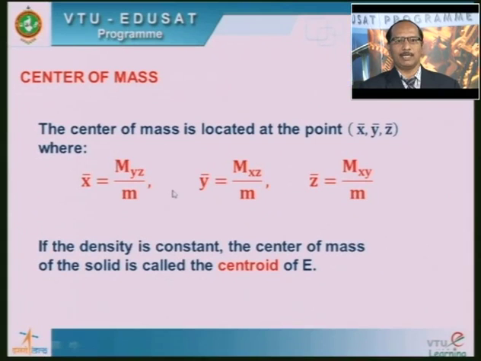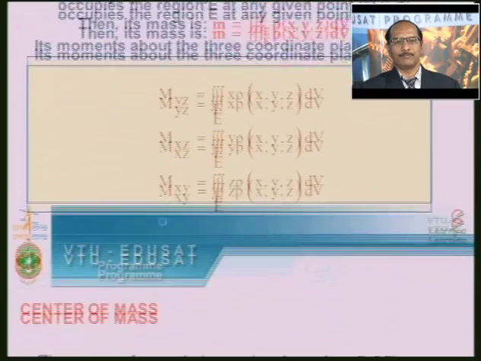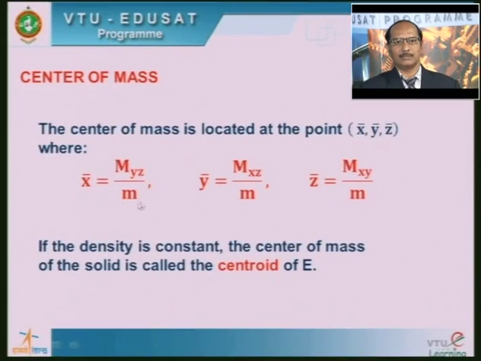Then what is the center of mass here? The center of mass is a point located at x bar, y bar, z bar, where the formulas are: the x coordinate of the center of mass is M_yz divided by m. We know that M_yz is the moment about the yz plane and m is the mass. So, this gives the x coordinate of the center of mass. Similarly, the y coordinate is M_xz, the moment about the xz plane, divided by the mass. Z bar is the moment about the xy plane divided by the mass. So, these are the coordinates of the center of mass.